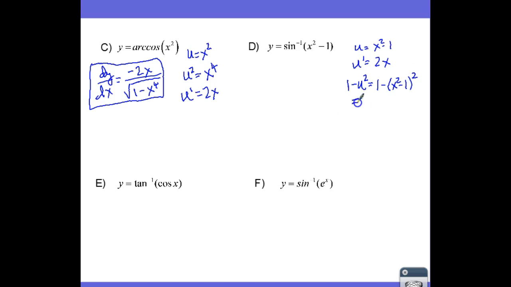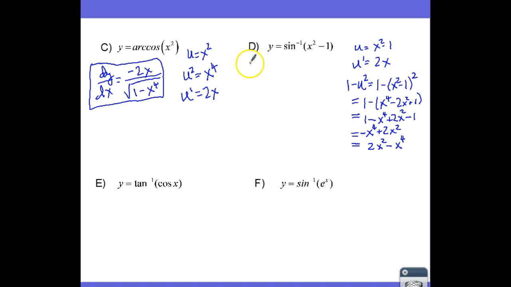So 1 minus u squared, that's going to be 1 minus x squared minus 1, quantity squared. And simplifying, that's going to be 1 minus the first one squared minus the product of the two doubled plus the last one squared. And if we distribute the minus sign, we now have 1 minus x to the fourth plus 2x squared minus 1 equals, so 1 minus 1 cancels, we get x to the fourth plus 2x squared. Actually, that's negative x to the fourth plus 2x squared. And let's just rewrite that as 2x squared minus x to the fourth.